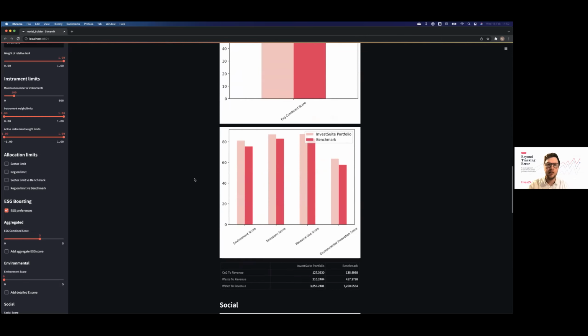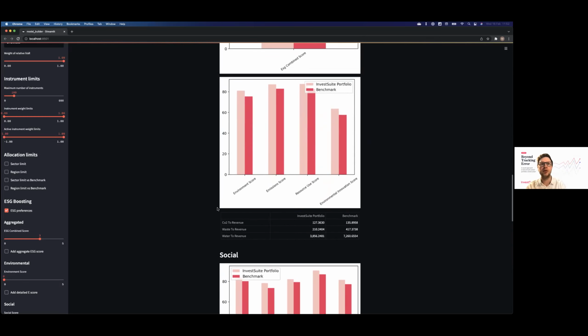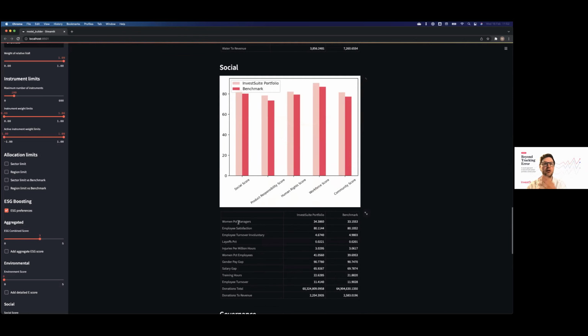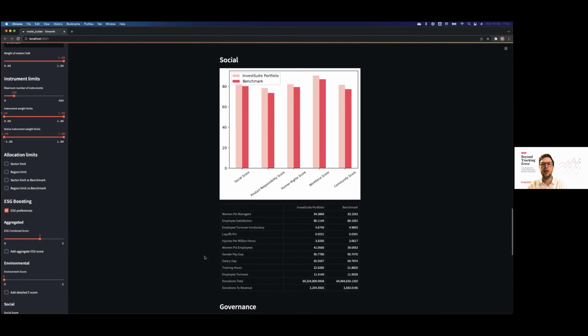But of course, for a lot of people, ESG scores, it's not really tangible. They don't know what it is. So what we can also do is really dig deep. Let's say we can take some concrete measures like CO2 to revenue, or like women percentage managers, gender pay gap, whatever that you like to boost in your portfolio, where you want to put emphasis on, that we can include as well in the portfolio. So let's, for example, take the percentage of female employees. Both in our portfolio and the benchmark, we have around 40% of female employees.